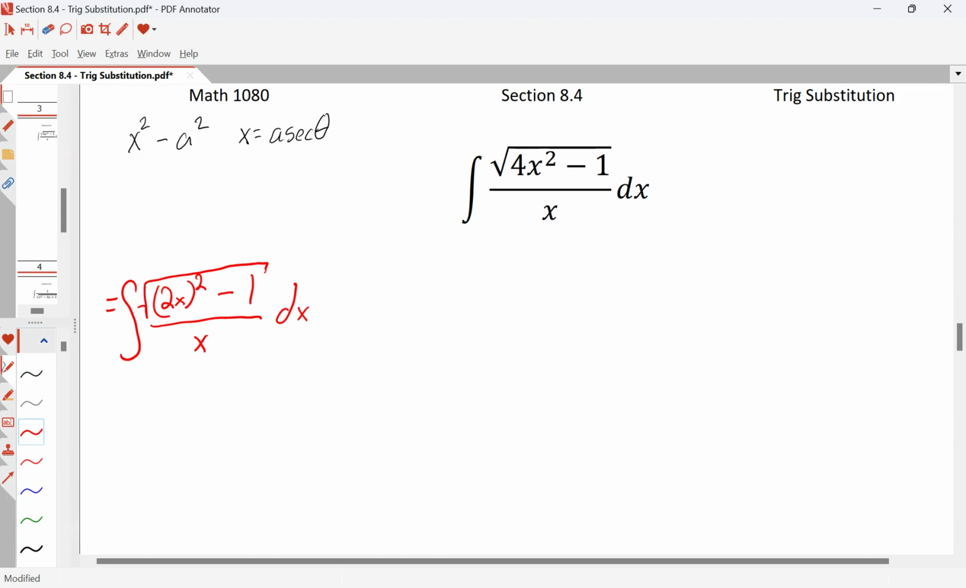And instead of just making x equals a secant theta, we will make the full substitution of 2x equals a secant theta. And in this case, a is 1, because 1 squared is 1. So we're making the substitution of 2x equals secant theta. With a little bit of a rewrite, we also have x equals 1/2 secant theta. We could have also divided everything in that numerator by 4 and divided everything in the denominator by 4 to get a similar rewrite.